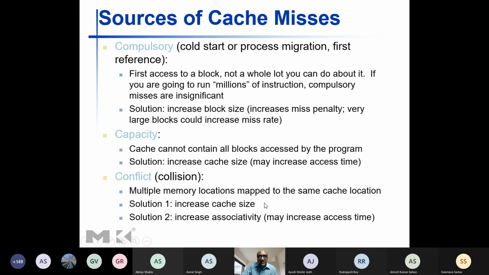One way is to increase the cache size, and the other is to increase associativity. We'll see what is meant by associativity. Based on that, you can manage the collision clashes to some extent. Increasing the cache size is a direct solution, but again there is a problem with that, right? And increasing associativity, we'll see what is meant by it. So these things will continue.